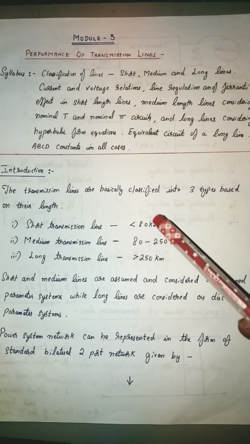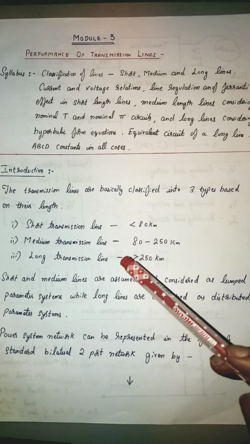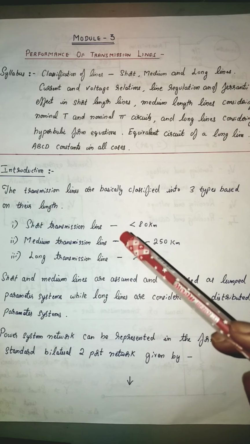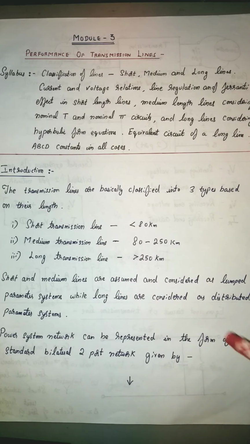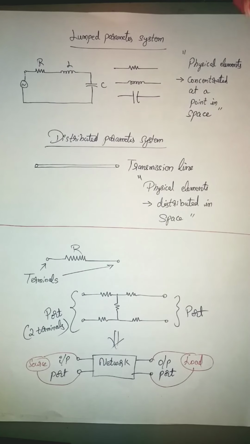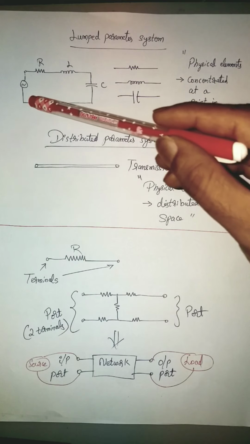Now based on this classification, short line, medium line, and long line, before going for the performance analysis of these three lines, first we should understand whether they are coming under lumped parameter system or distributed parameter system. So let us try to understand what is lumped, what is distributed. So here let us talk about lumped parameter system. So you know the fundamental passive elements are R, L, and C. I've taken a simple circuit which is a series combination of R, L, and C, and you're having a source here.